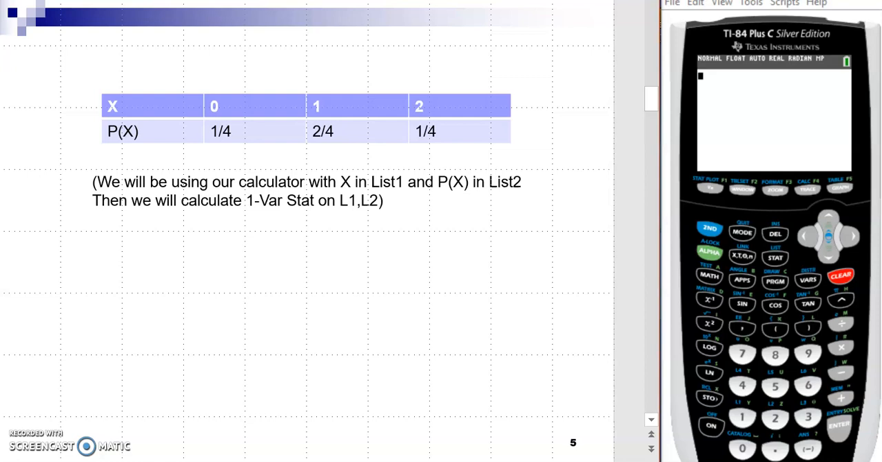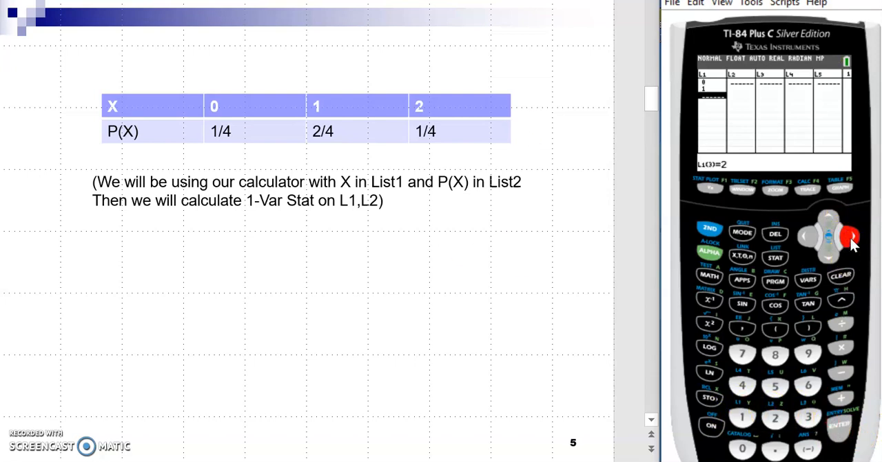So what we're going to do to find the mean and the standard deviation and variance is to just plug this information into our calculator. And to do that, we're going to let our list 1 be the x values, and our probability of x is our list 2. So in our calculator we go to stat, edit, and back over here to list 1. We're going to type in 0, 1, and 2.